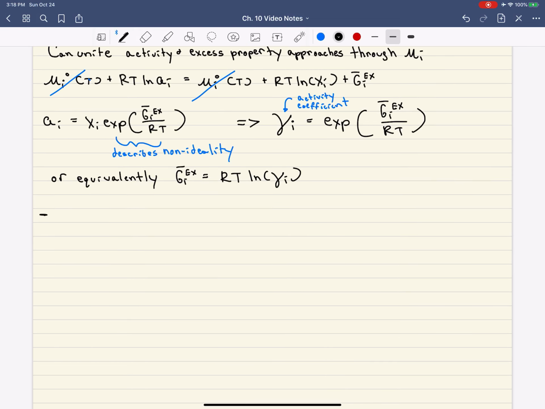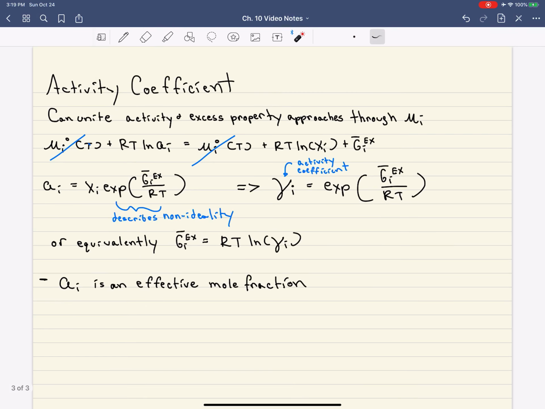I wrote out all these equations, but now let's summarize all the new terms that we learned and how you could think of them. The way I think about activity is that it's just an effective mole fraction. If x_i is the actual mole fraction, the actual composition of species i in the solution, due to non-idealities that can affect its total influence in the solution. And so the activity is basically a descriptor of how species i affects the mixture.